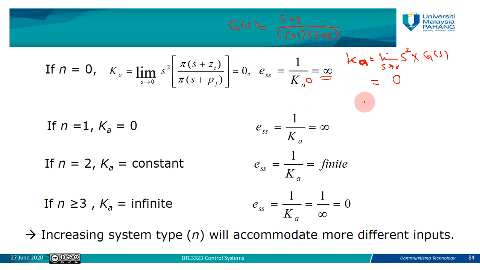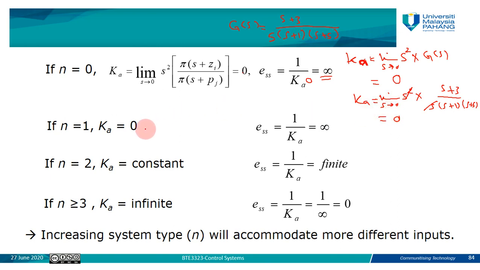The second case, system type 1. If the system is type 1, that means you have 1/s here. So Ka will equal the limit as s goes to 0 of s square times (s plus 3) over s times (s plus 1)(s plus 5). This s will cancel with the square, but we still have one s, which goes to 0, so Ka will give you 0. For system type 1, it is the same as system type 0. You still have Ka equal to 0.